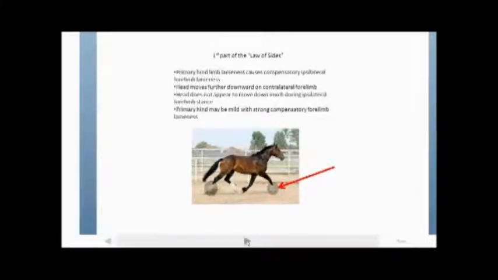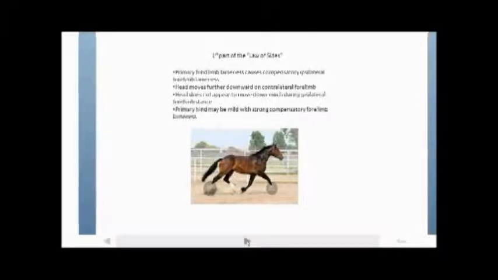Often the primary hind limb lameness may be relatively mild and difficult to see, with a more apparent and easier to see false compensatory forelimb lameness.